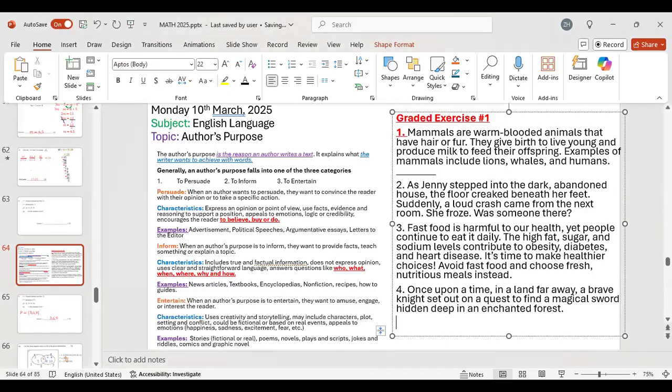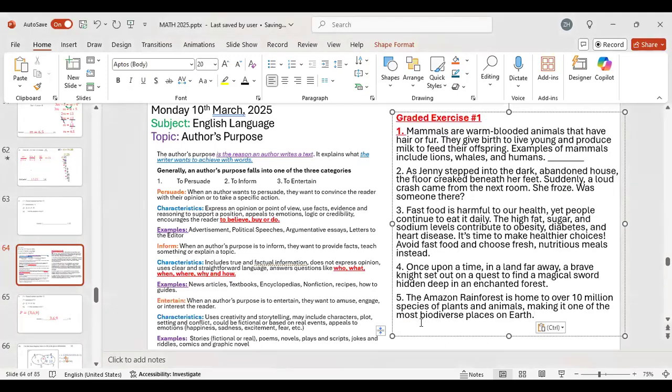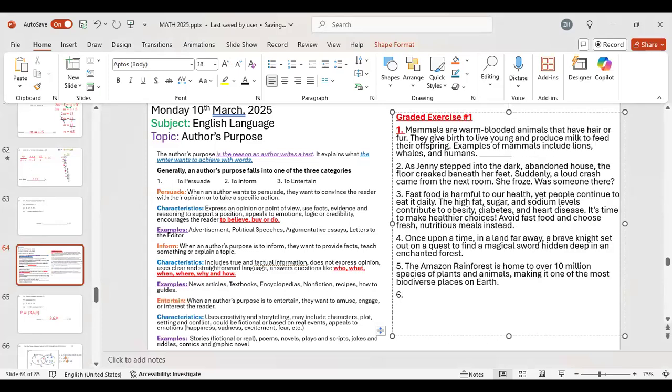Number 4. Number 5. Again, put your answer inside the chat for me, please, whether it's the author's purpose is to persuade, inform, or entertain. One more, that's number 6. I'm just gonna do one more.